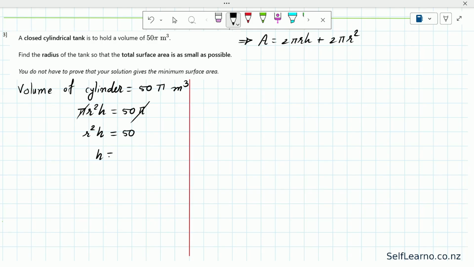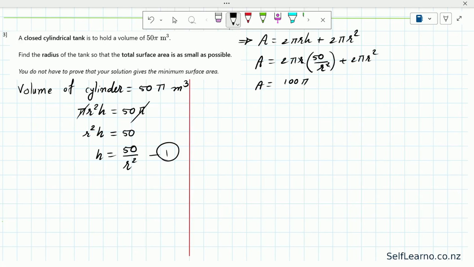So h is equal to 50 over r square. Good. 2 pi r times 50 over r square plus 2 pi r square. These r and these r cancelled. So I have 100 pi by r plus 2 pi r square.